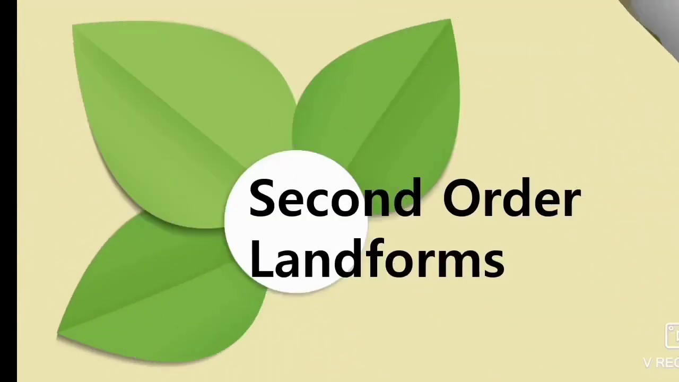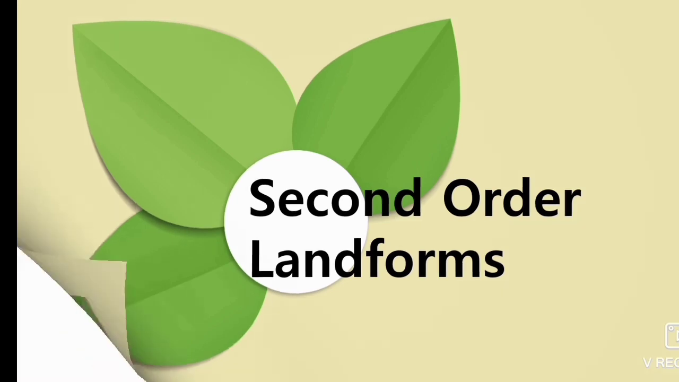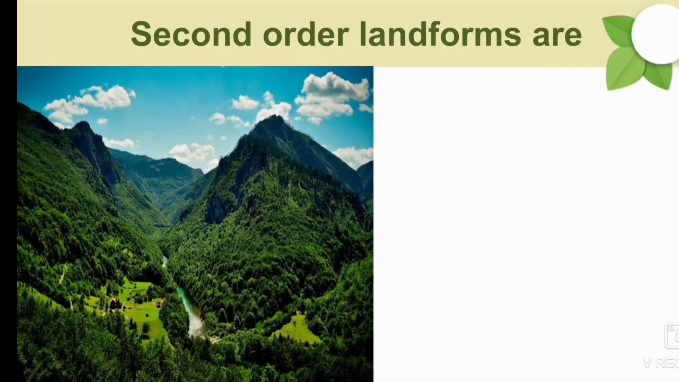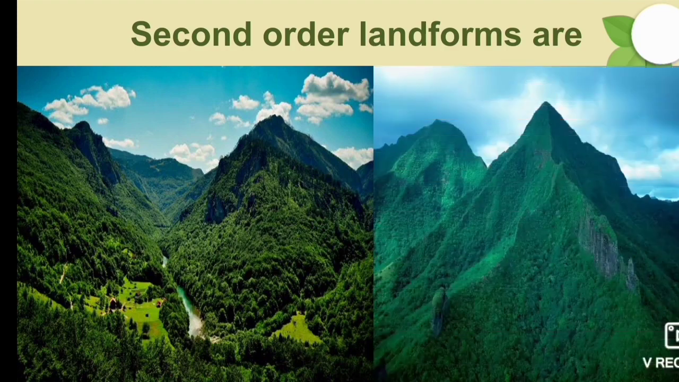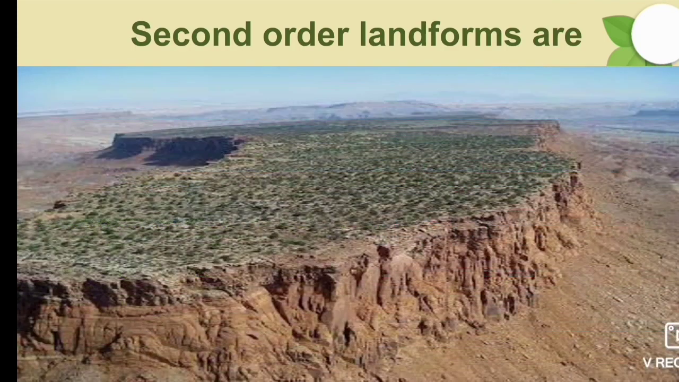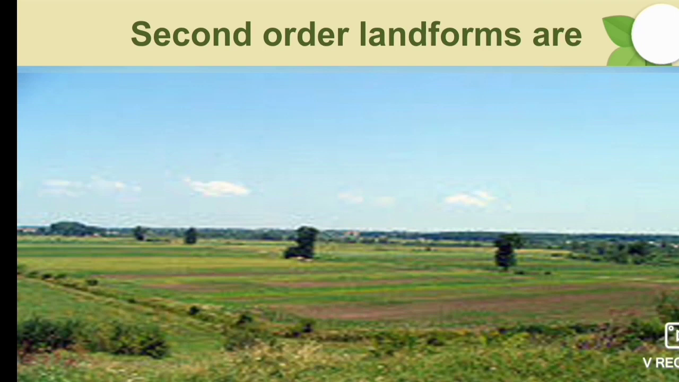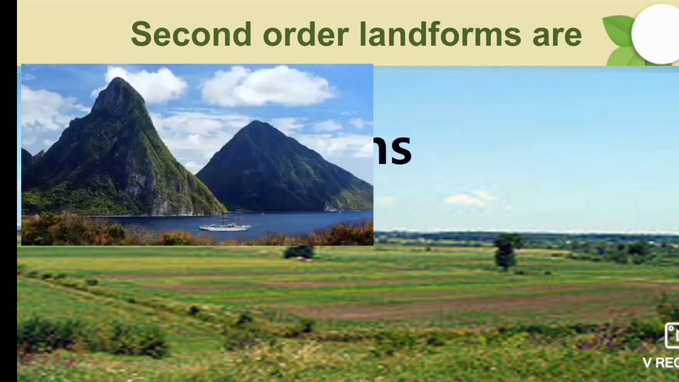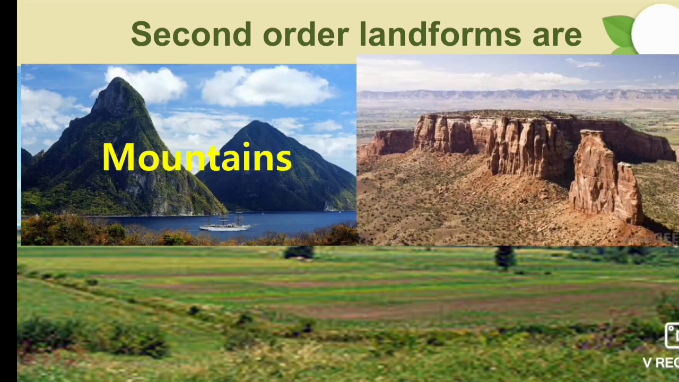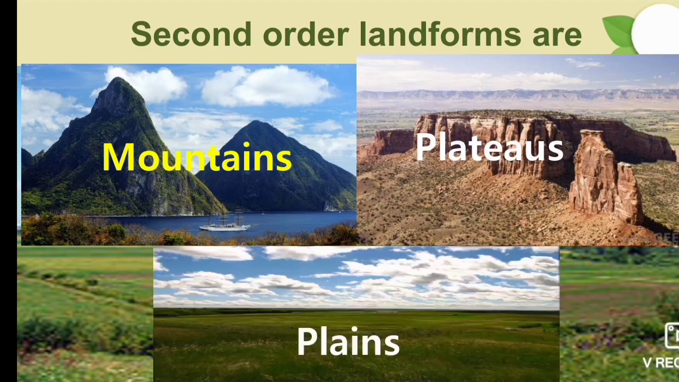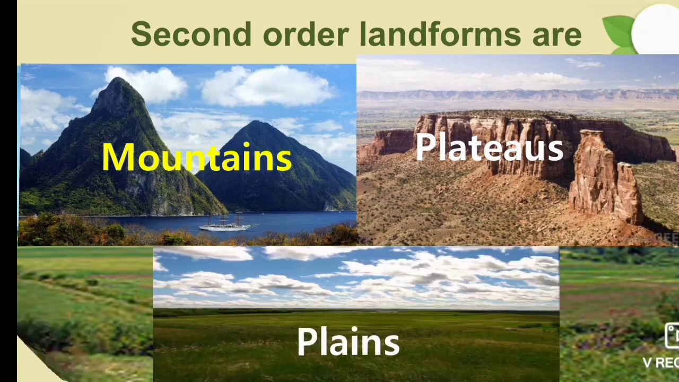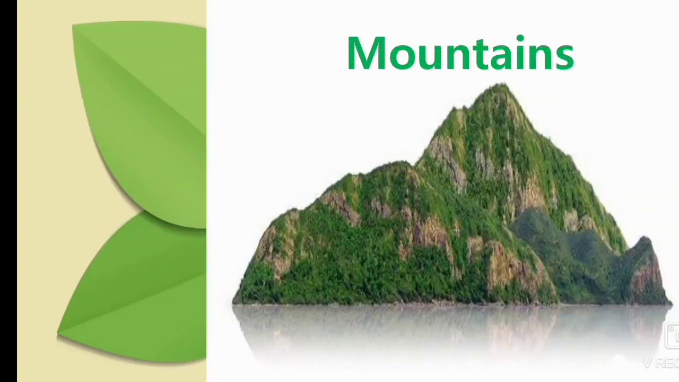Students, next we are going to see about second order landforms. The second order landforms are categorized as mountains, plateaus and plains. Once again I repeat, students, mountains, plateaus and plains are second order landforms. First we can see about mountains.